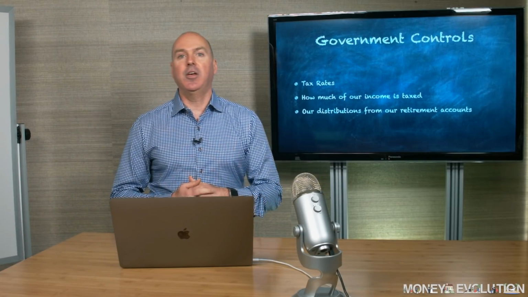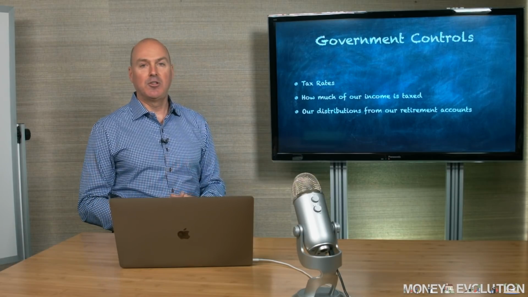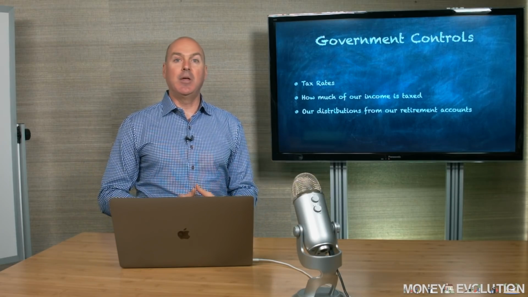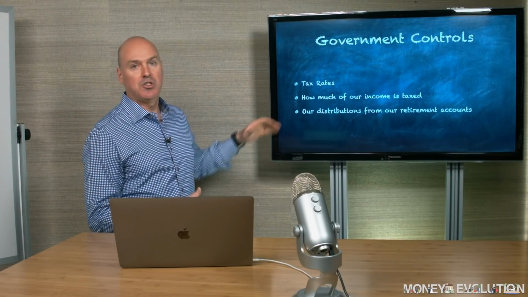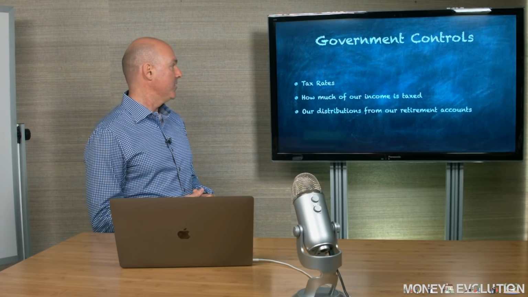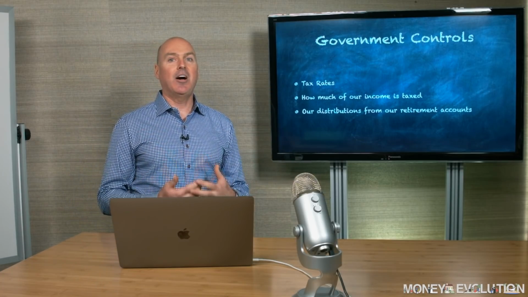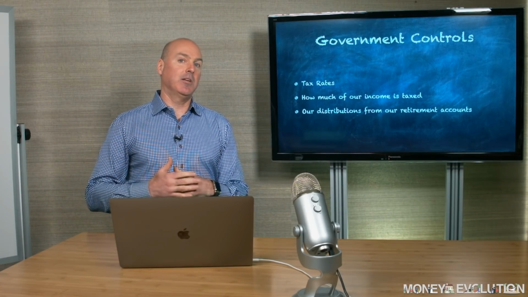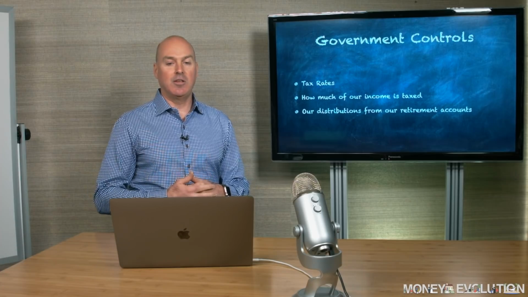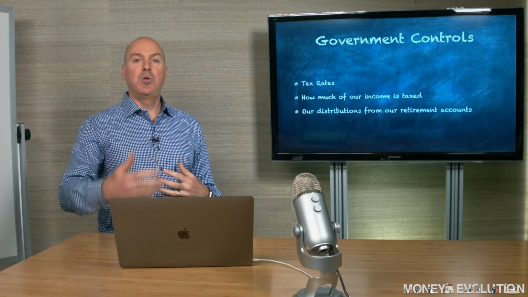So let's talk about some of the things that the government controls. We're going to talk about some things that we can control. The government obviously controls the tax rates, and that could change in any given year. All it takes is Congress to vote on that, the president to sign off on it, and they can change the tax rates. Those were just changed as of January 1st of 2018. They can control how much of our income is taxed. That's what we're talking about with the deductions and the limitations on the state and local property taxes. So not only can they change the rate, but they can control how much of our income is essentially subject to tax. And then they can control to some degree the distributions from a retirement account.